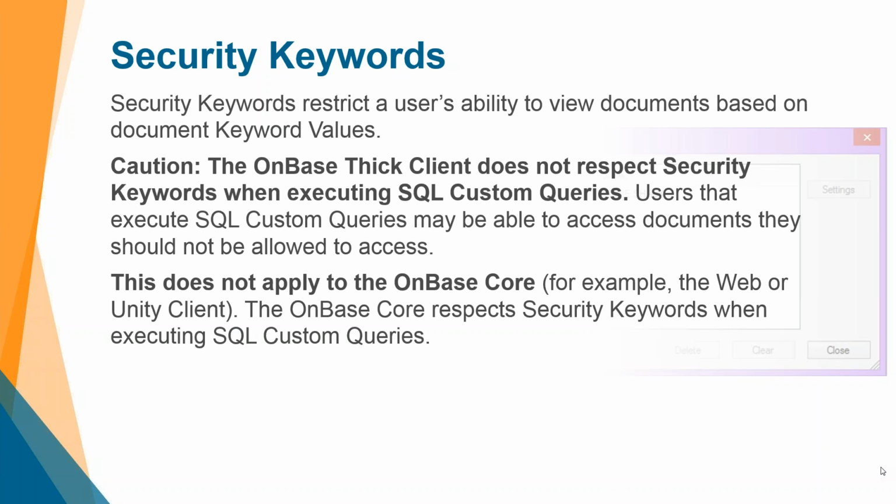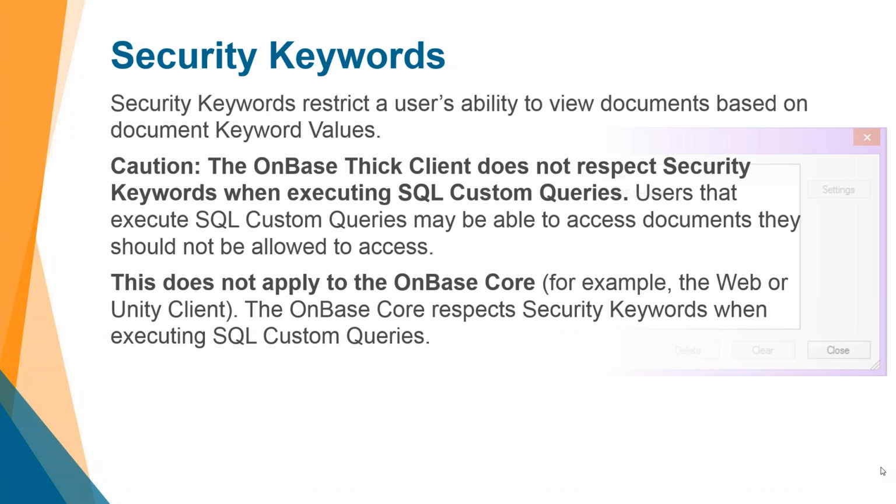The thing about that with security keywords is that the thick client does not respect them. It just runs the query. It doesn't respect the security keywords on the results that come back. So you'll be able to see documents you might not normally be able to see, or your users will be able to see documents they shouldn't be able to see. Exactly. The nice part, though, is this doesn't apply to the core.